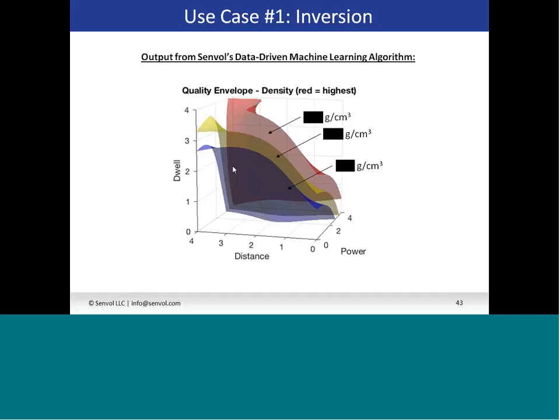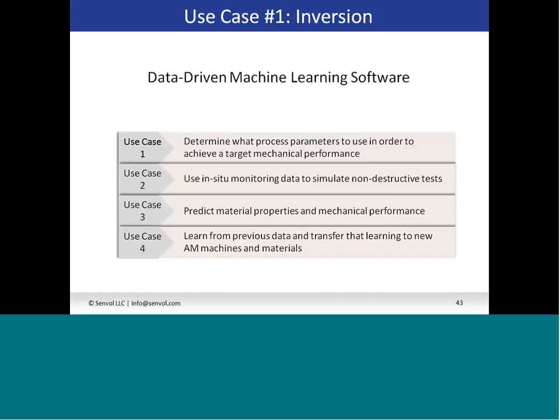In this case, we only analyze 3 variables, so that lends itself very nicely to showing graphically, but our software can analyze any number of input variables. So if you want to analyze 10 process parameters, we certainly can do that with our software. The output would not be displayed in graphical form, but you still would get the output telling you what the quality envelopes are for any number of variables that you target and analyze. So that was the first use case.